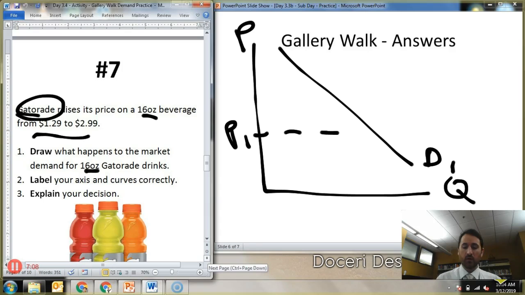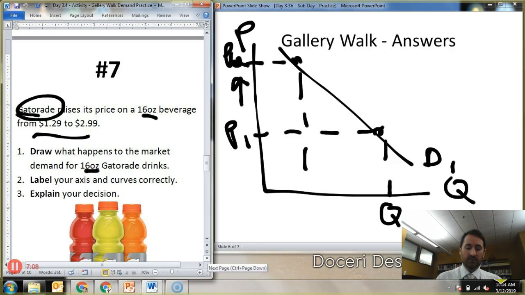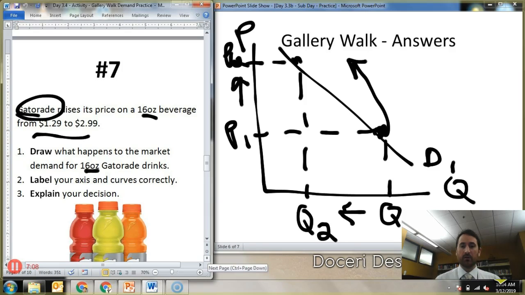So we're going to have P1, Q1, and we have a price increase. So we have P2, and we can see that quantity 2 will be here. And so with that price increase, quantity demanded decreases, and that's going to create movement up the demand curve as a result of this change in price.